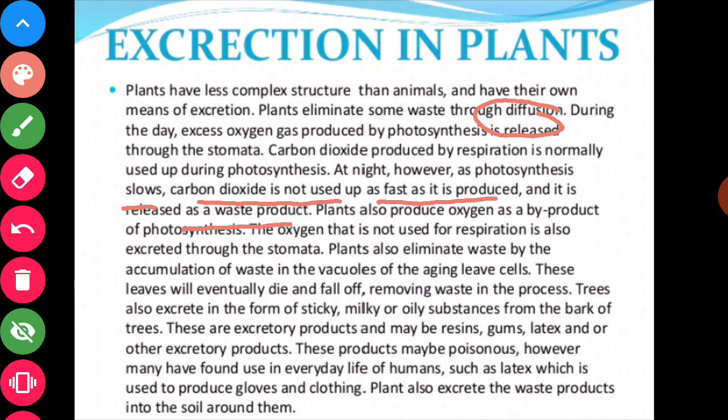Plants also produce oxygen as a byproduct of photosynthesis. The oxygen that is not used for respiration is a waste product for the plant body, and it is also excreted through the stomata.